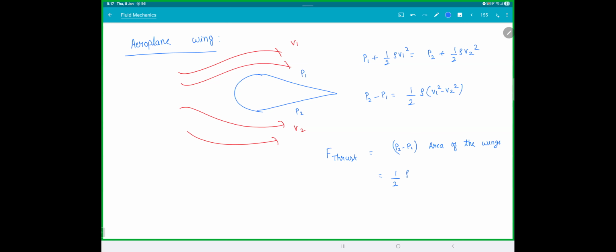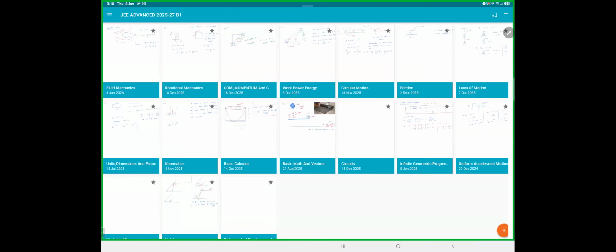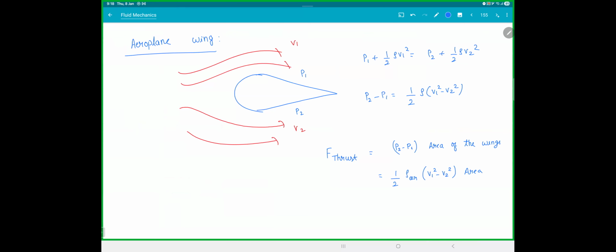That means this is half rho air, V1 square minus V2 square, into area. That's your upward thrust. Clear with this? So if you actually see from this equation, if you have a submarine which is going under the water, instead of rho air, you get rho water. So a submarine can generate more thrust with a slow speed because the water is more dense than air. Yeah, but again, vice versa. You also have more viscous force and all that stuff. There's more of theory and all this technically.